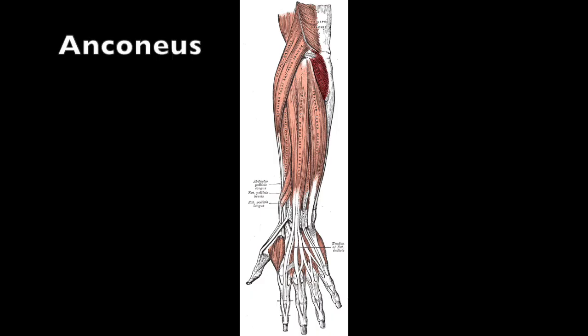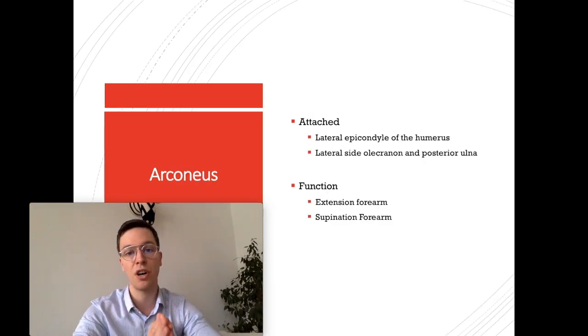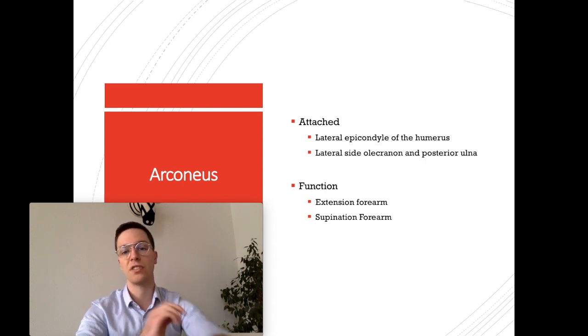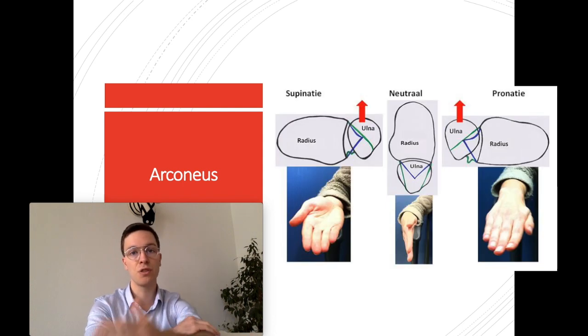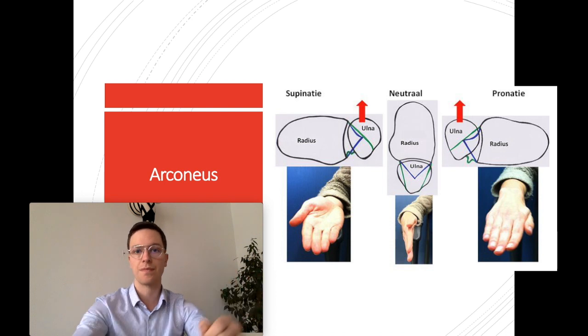The Anconeus muscle is attached at the lateral epicondyle of your humerus and goes to the lateral side of the olecranon and the posterior ulna. It also has two functions: extension of your forearm and supination of your arm.